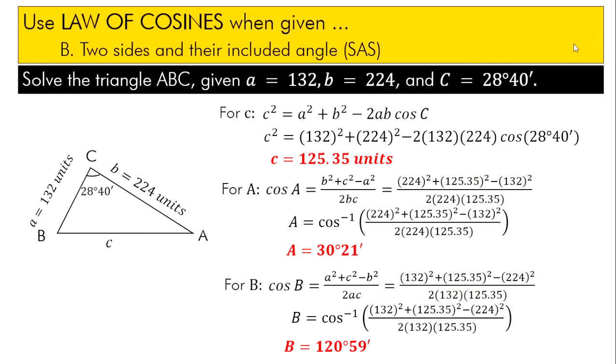For the next discussion, we'll have the application of the law of sines and cosines, and the area of the triangle and Heron's formula.